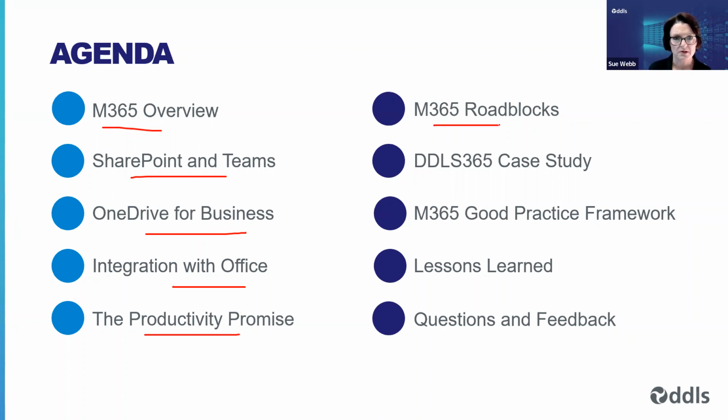We'll look at some of the roadblocks that might get in the way of that happening. We're going to have a look at a case study which relates to DDLS's own implementation of what was Office 365 at the time and is now Microsoft 365, which was the genesis for the Good Practice Framework, which will lead us into a discussion around what the GPF actually is. We'll finish off with some lessons learned, a little bit of what's available to help you through this quagmire. And then if we've got a little bit of time left at the end, we'll take some questions and feedback. Otherwise, we'll take your questions offline.